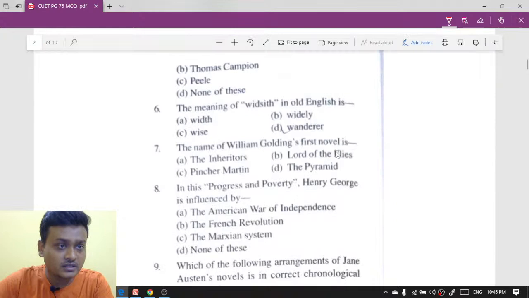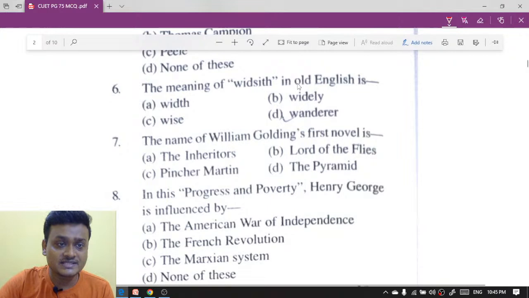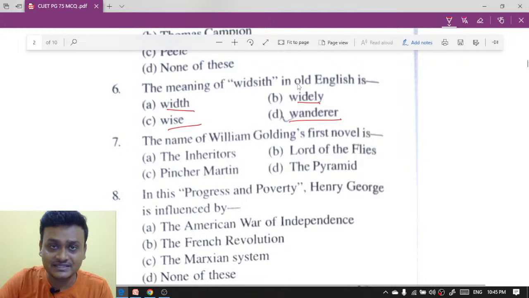The meaning of Widsith, let's increase the size here. The meaning of Widsith in Old English is: with, white, widely, wondered. Widsith is an Old English poem and the meaning of Widsith is wondered. So here D is the right option.